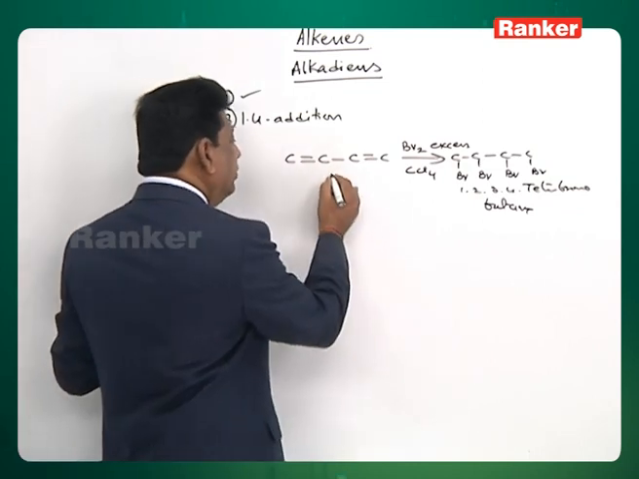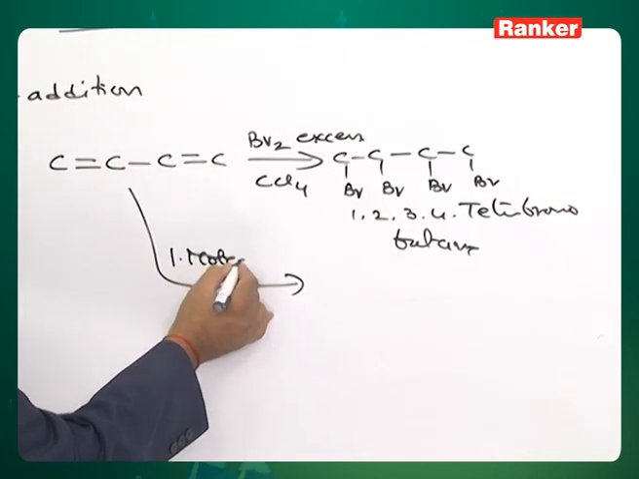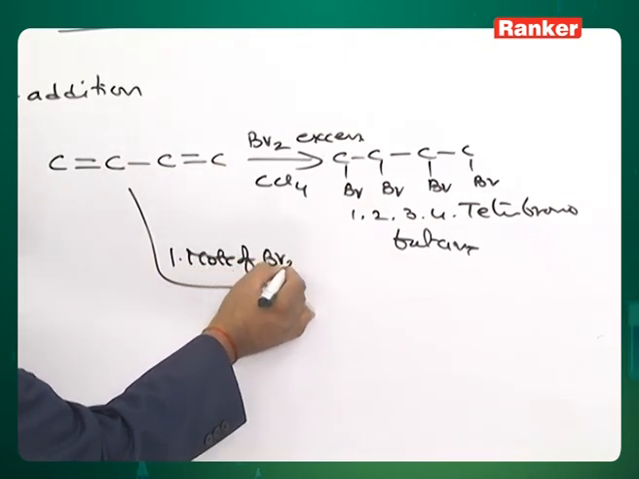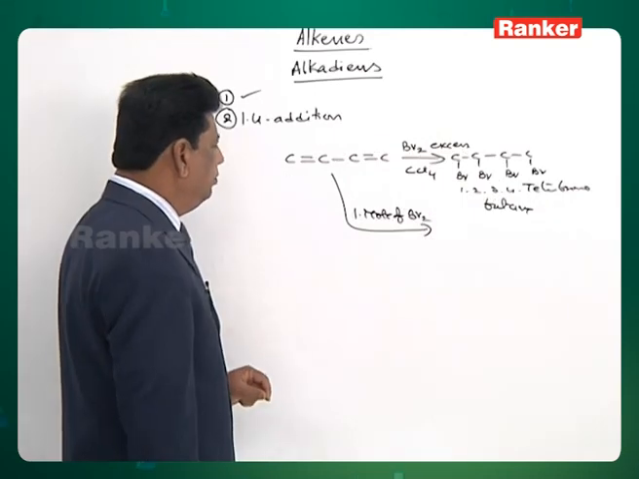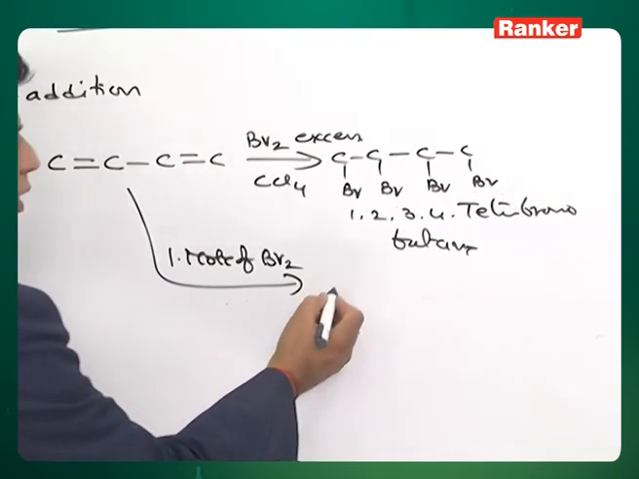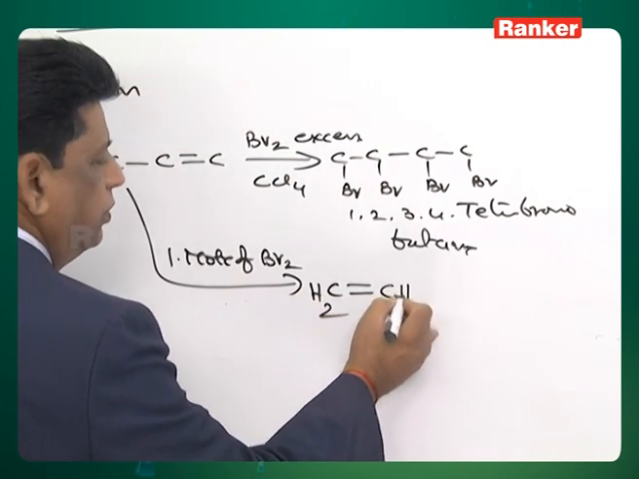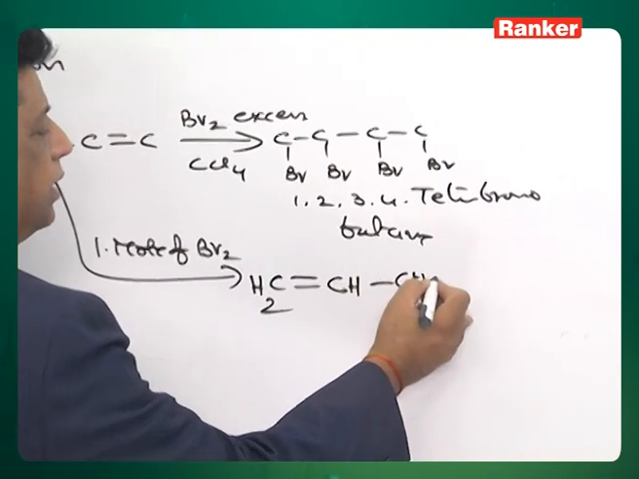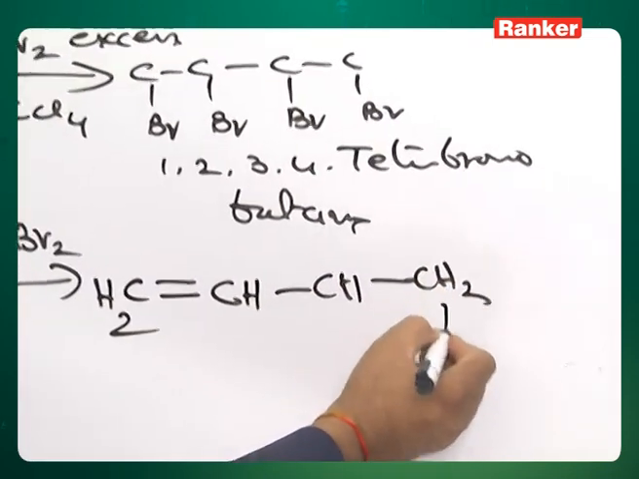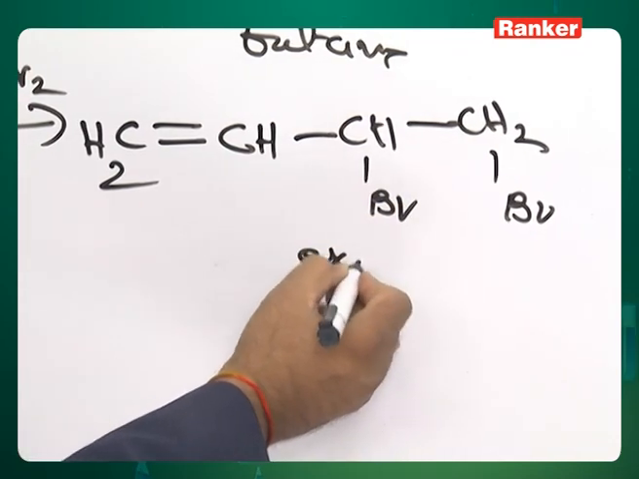But if this compound is treated with only 1 mole of bromine, then what happens? 1 mole means either of the double bonds will be consumed. So, the expected product will be one double bond restored as it is, CH2=CH, and one double bond consumed by one bromine. So, therefore, I expect this answer. This is my expected answer.